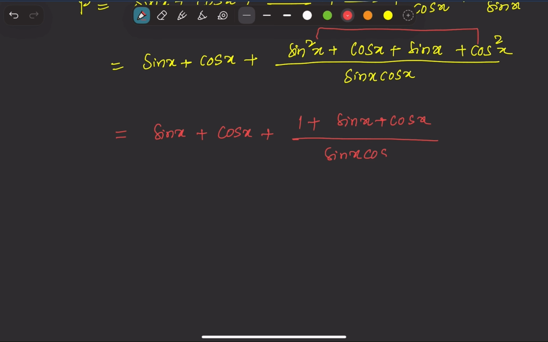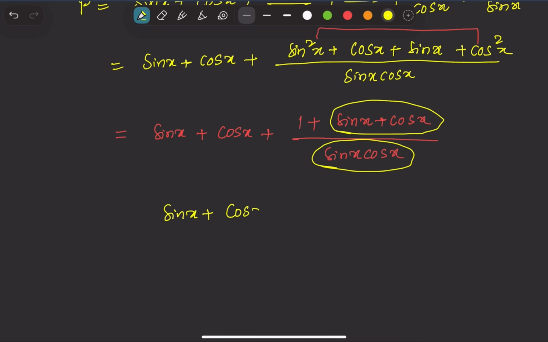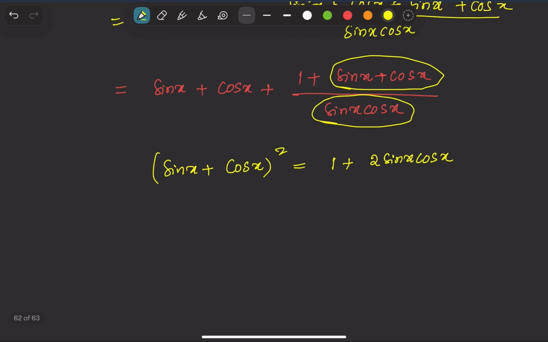So whenever you see the sum of sin x plus cos x and the product of sin x and cos x, you should always remember this particular identity. Sin x plus cos x whole square is equal to sin square x plus cos square x, which is 1, plus 2 sin x cos x. So now we can do two things. We can replace sin x plus cos x with the square root of this particular quantity, or we can replace sin x cos x with whatever we find from here.